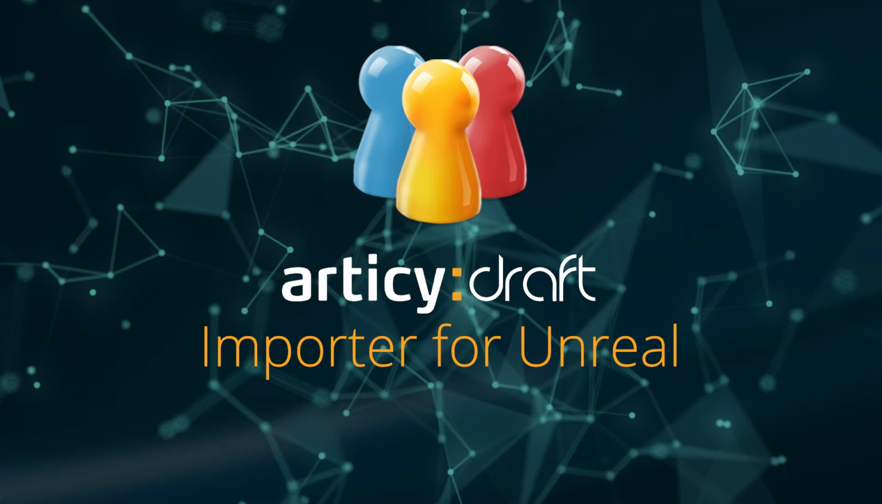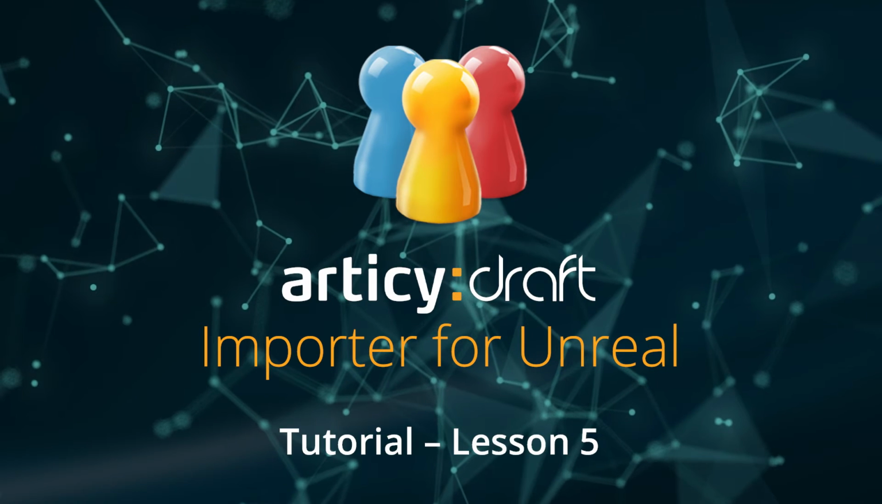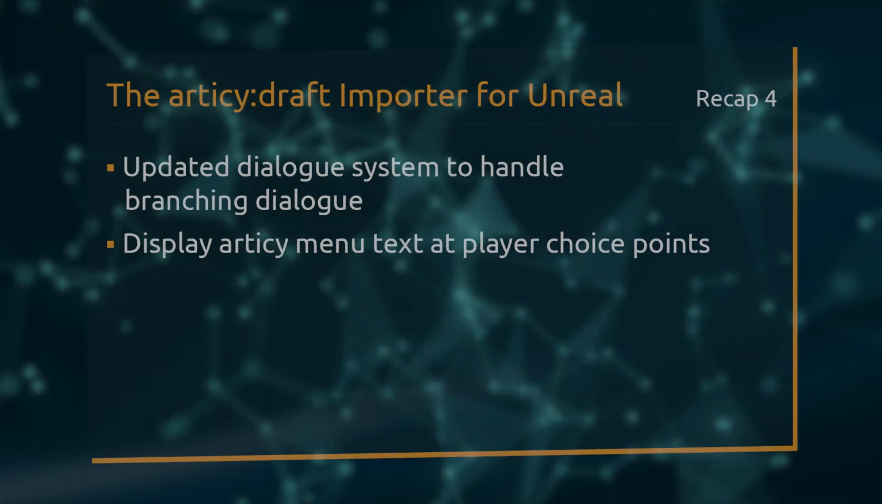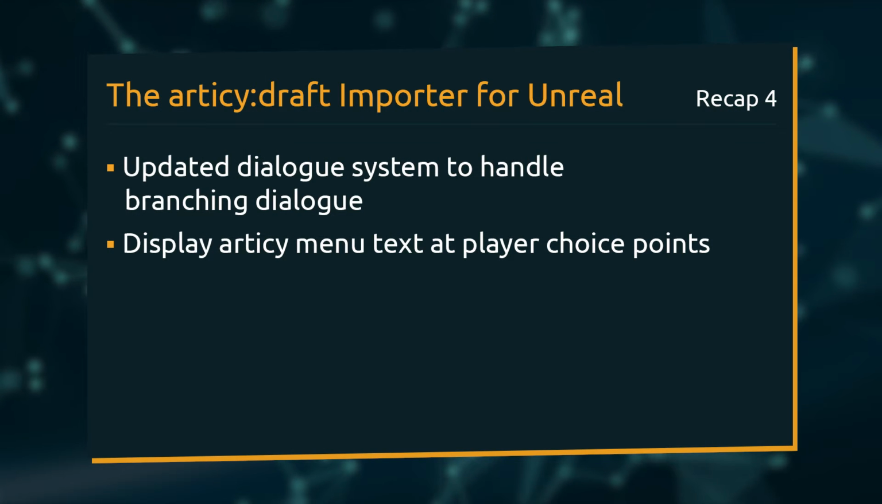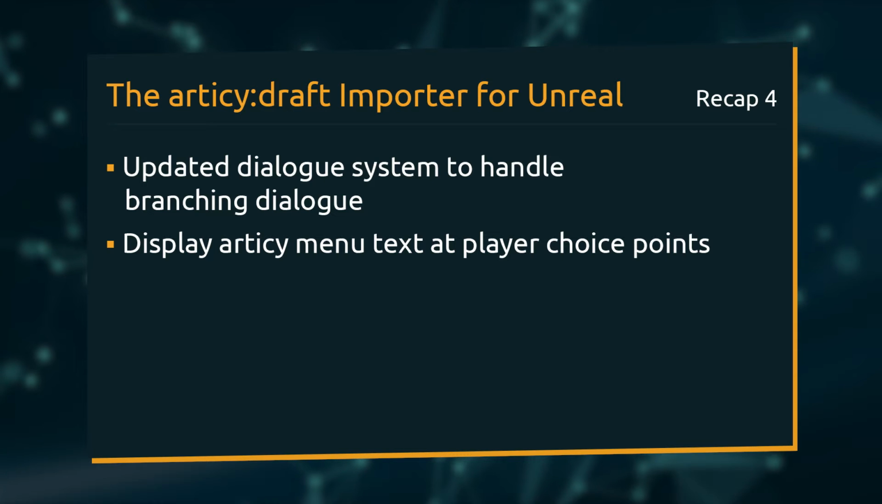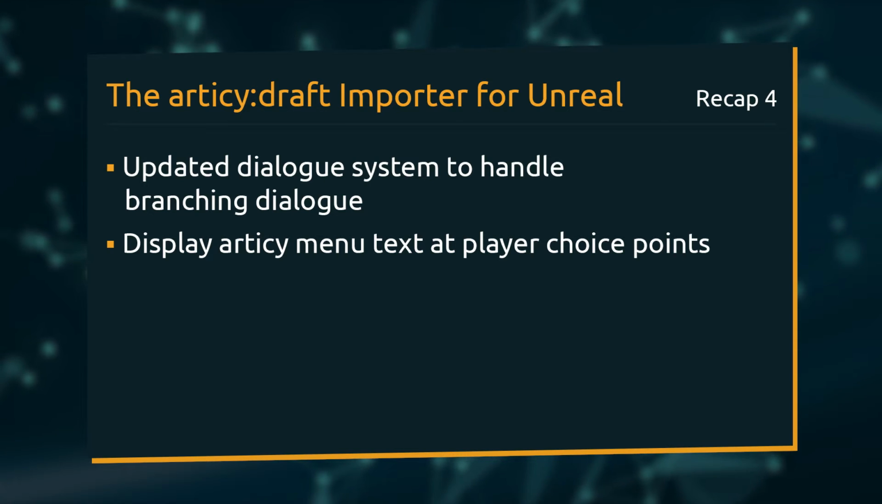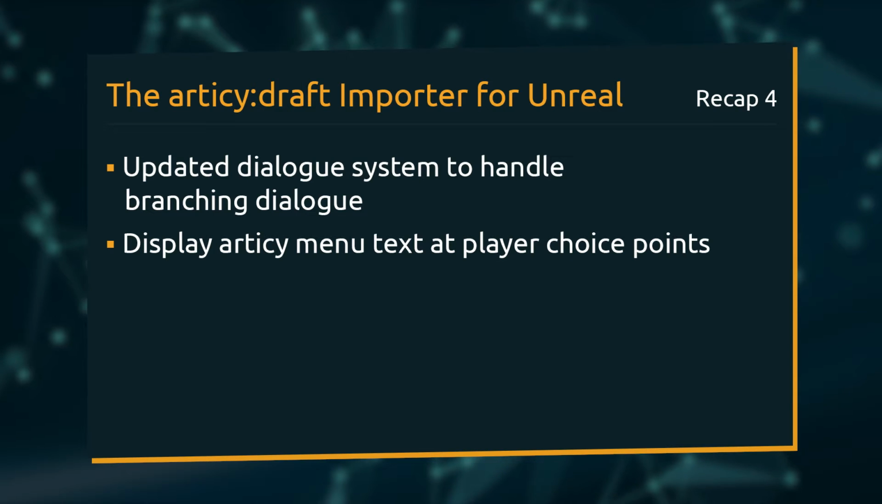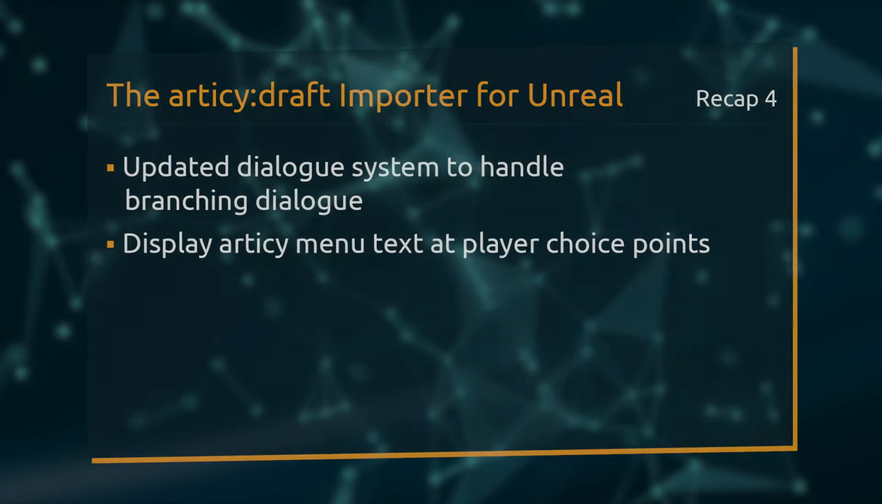Hello and welcome to Lesson 5, the final lesson of the Articy Draft Importer for Unreal tutorial series. In the previous lesson, we adapted the project's dialog system to handle branching dialog. For player choice points, Articy's menu text is displayed to give the player an idea in which direction the reply goes without already giving the entire dialog line away.